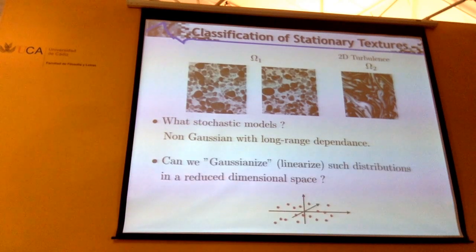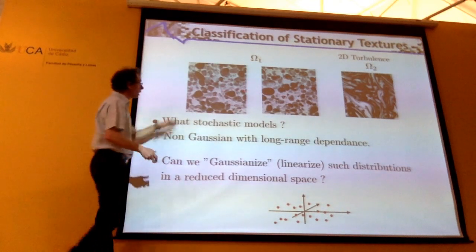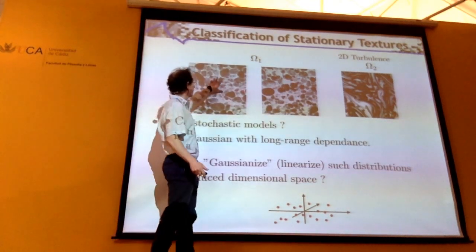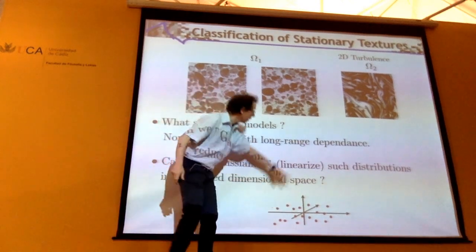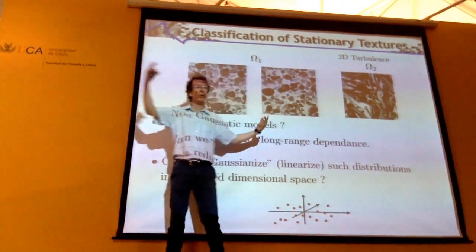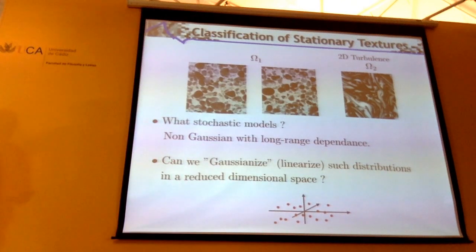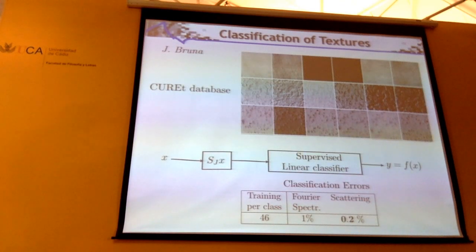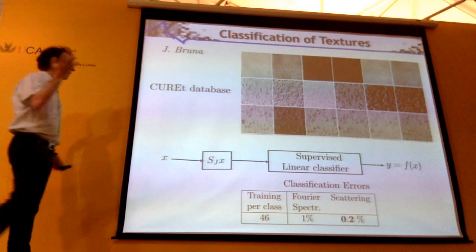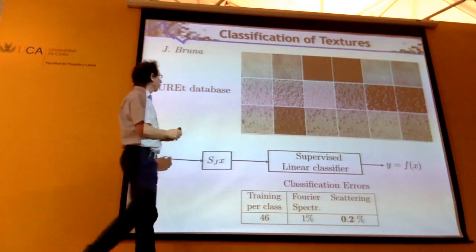Can you do that? So can we find a change of variable so that by miracle, the distribution, which is viewed as one point in your space, this point, these distributions are going to become Gaussian. If you can do that, it's wonderful because in the Gaussian space, everything is simple. Predictors are optimal, predictors are linear, everything is linear. The answer is yes, partly, and I'll explain that.